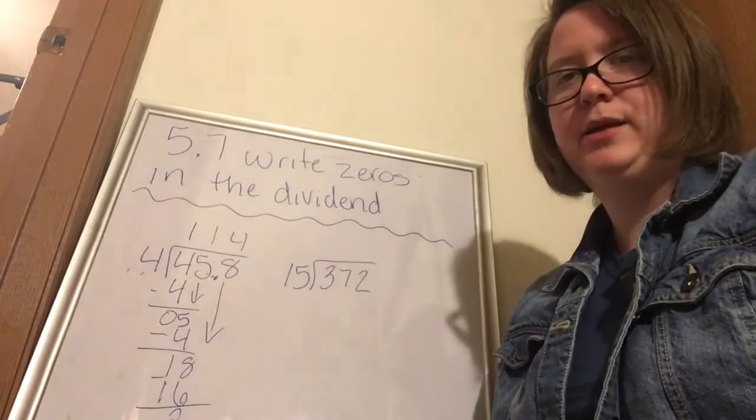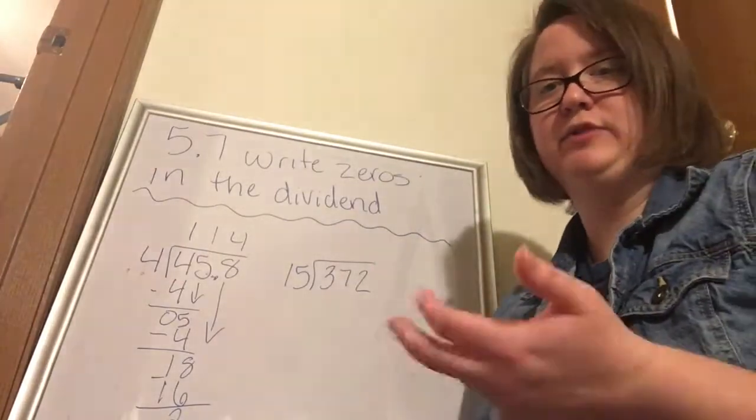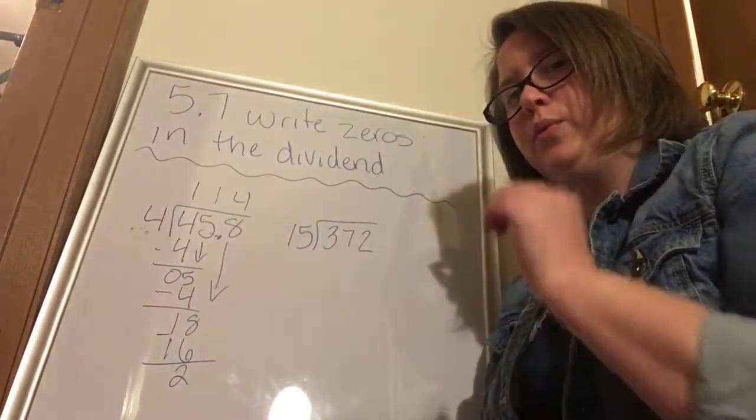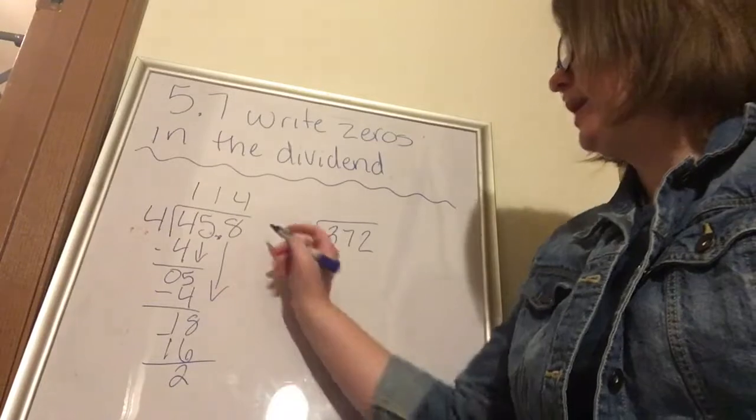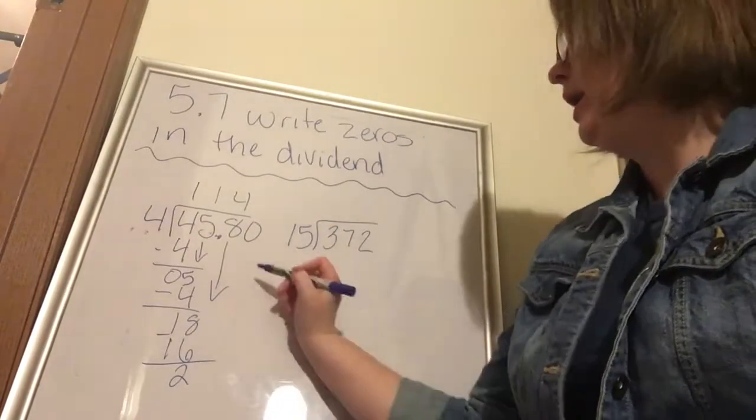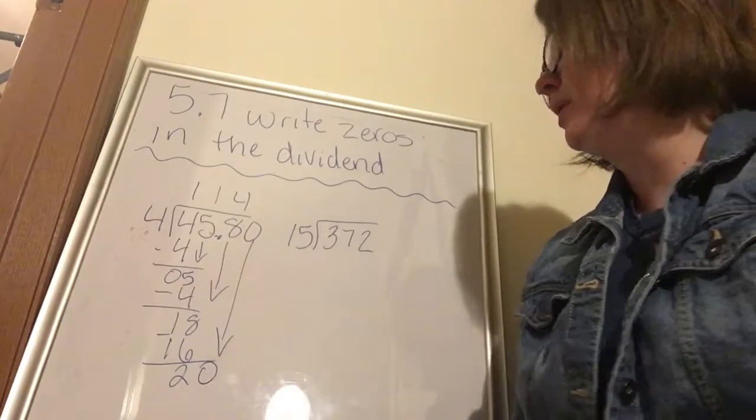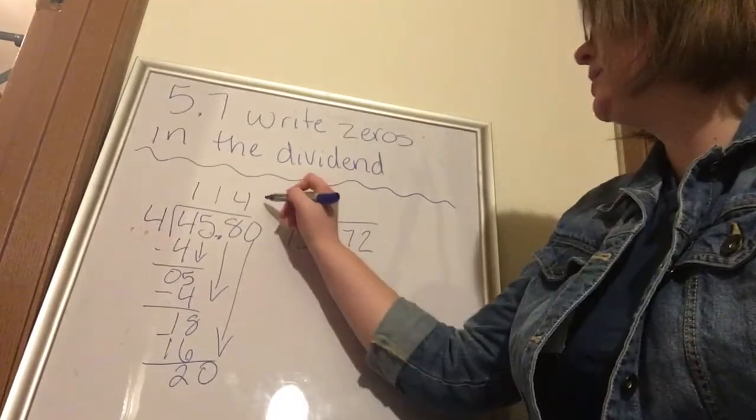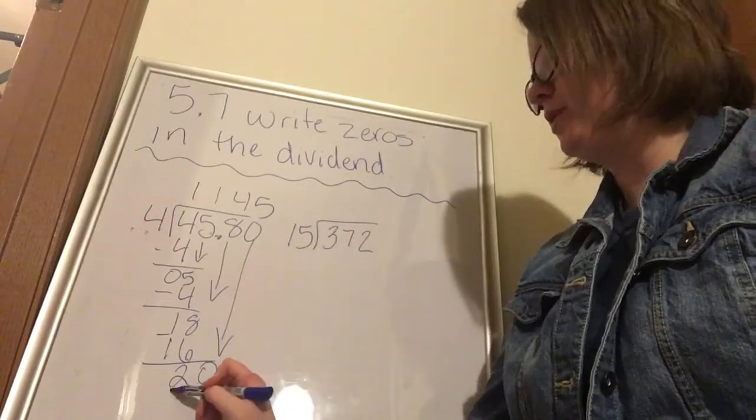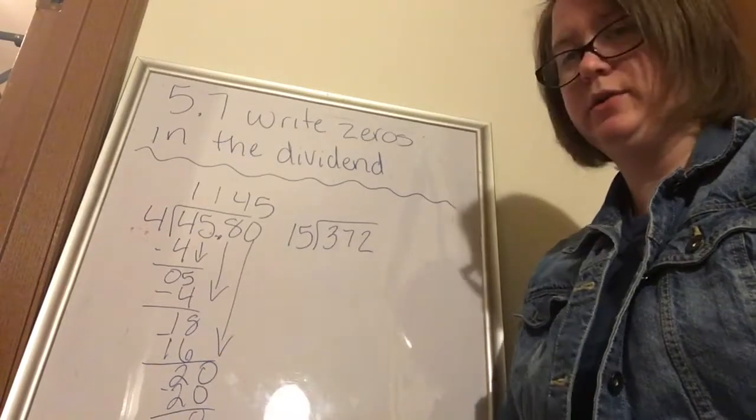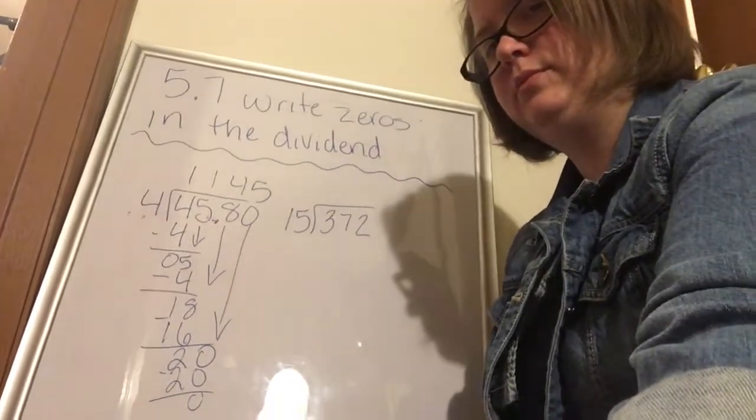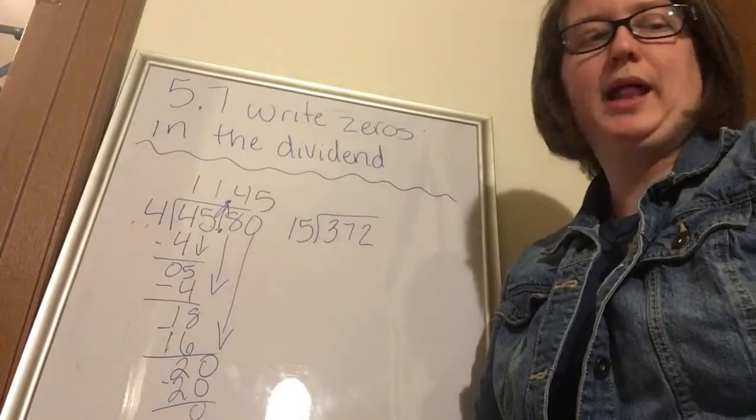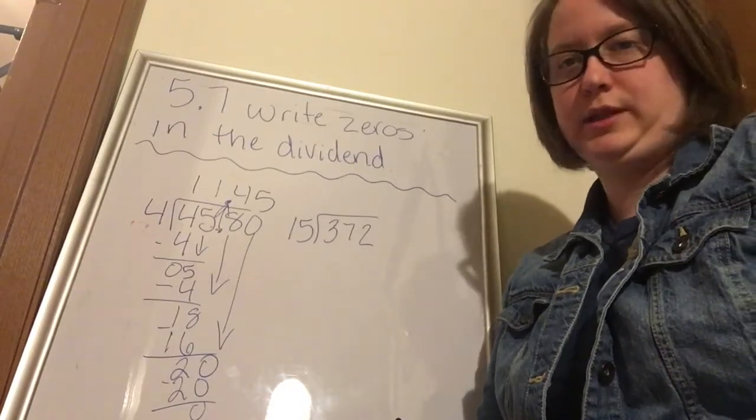So in this case, previously we would just have had a remainder of 2. But now, we are going to add a 0 onto my dividend and bring that down. So now we're dealing with 20. So 4 goes into 20 how many times? 5 times. 5 times 4 is 20. We subtract, we get 0. Then we just bring my decimal straight up. So we get 11 and 45 hundredths as my answer.